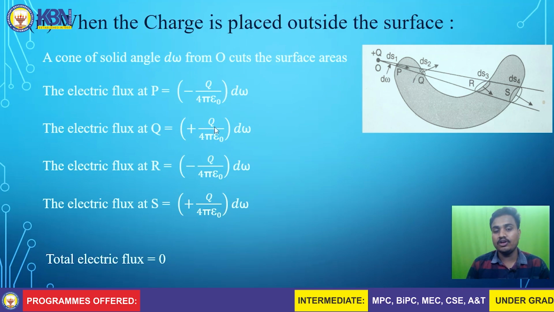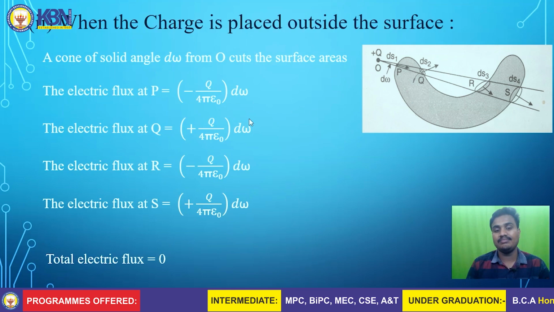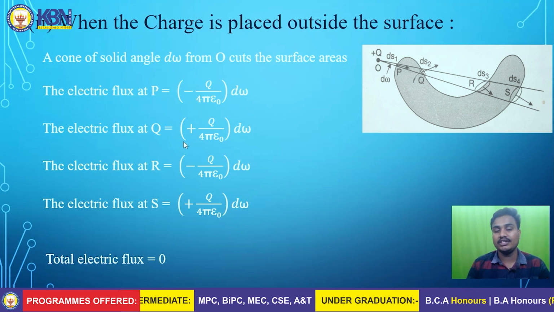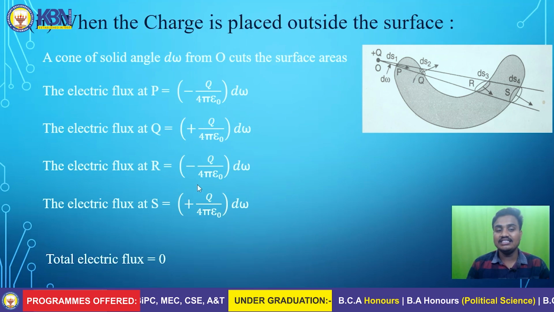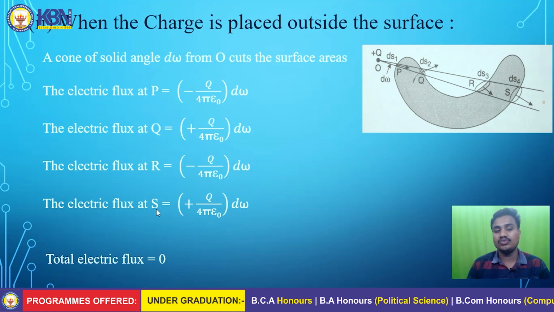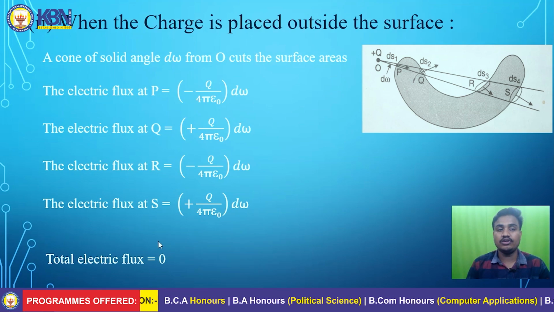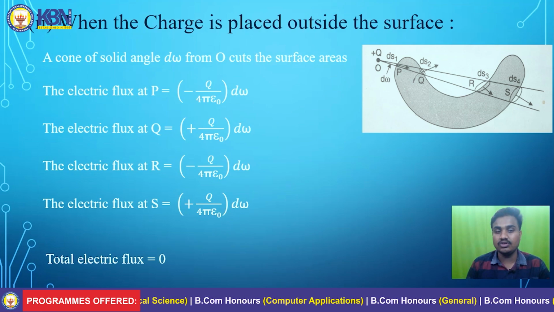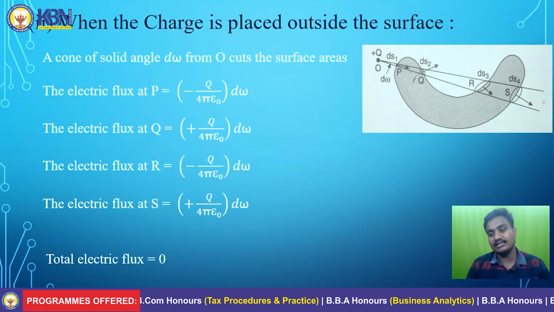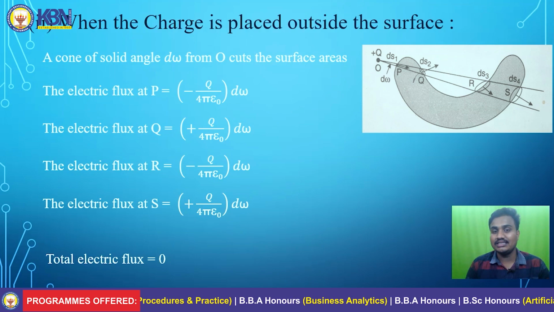So when we add all this electric flux, we can see here that minus q by 4 pi epsilon naught d omega and this plus q by 4 pi epsilon naught d omega will get cancelled. Similarly for Q and S as well. So here we can see that the total electric flux Phi E is equal to 0. In this way Gauss law is proved in two cases, when the charge is placed inside the surface as well as when the charge is placed outside the surface.